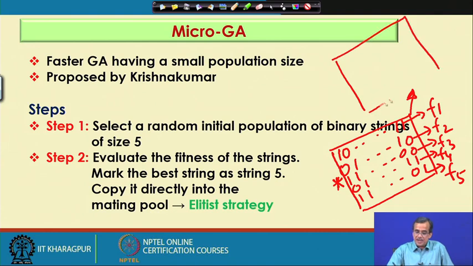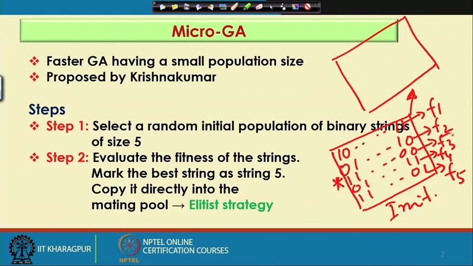Say this is the initial population and this is the mating pool. This particular third string will be directly copied as string 5, so I am just going to copy it here: 1 1 0 0, because this has the highest fitness and it is directly copied into the mating pool. This principle is known as the elitist principle.